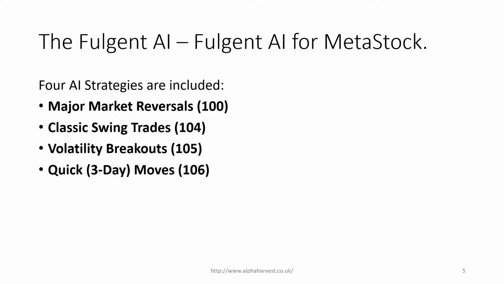We use 4 artificial intelligence engine trading strategies: major market reversals, classic swing trades, volatility breakouts, and quick 3-day moves. Now, all 4 of these cater for different trading styles, whether you're a position trader or a swing trader. We've got an AI trading strategy for everybody.